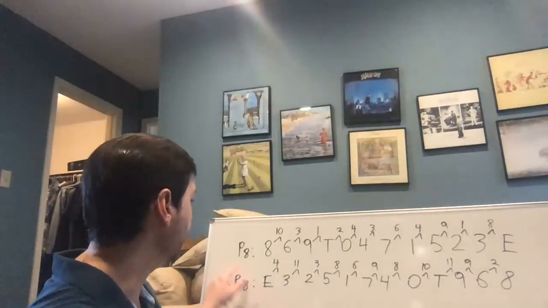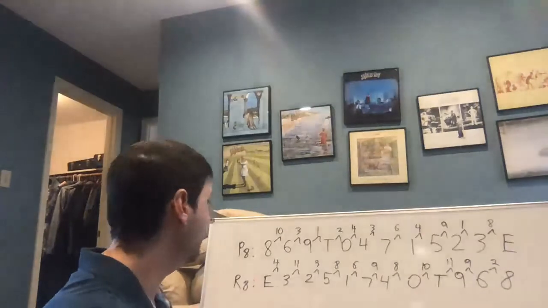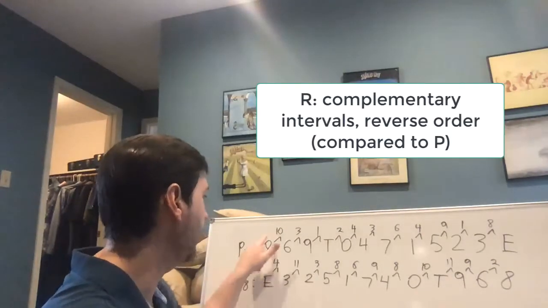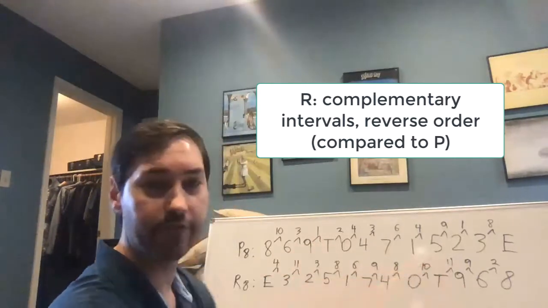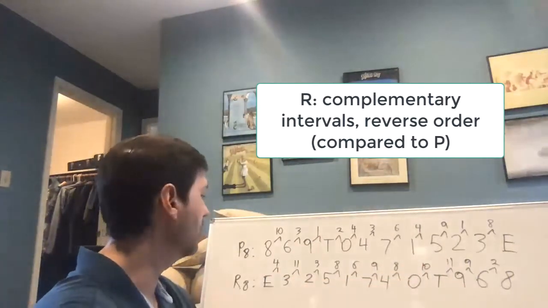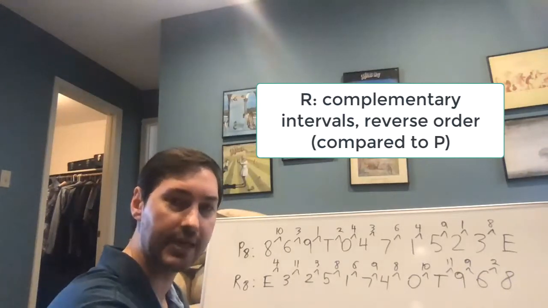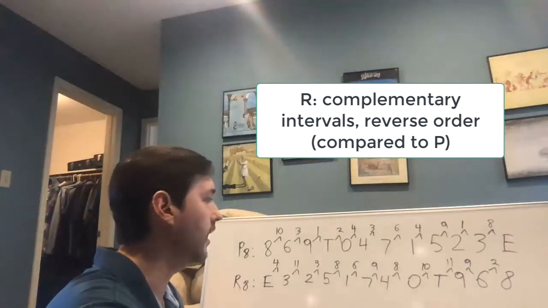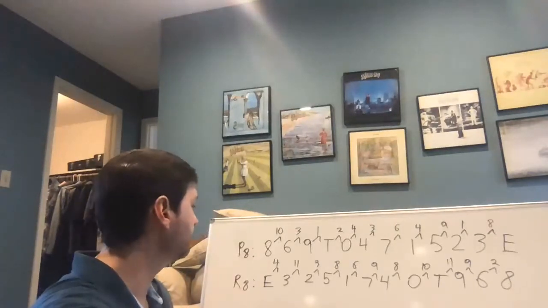Now you'll see that compared to P, retrograde is actually the most different. It has complementary intervals, but in a reverse order. So what I usually do is remember that retrograde is the most different from P, which might be kind of counterintuitive. So retrograde: complementary intervals in reverse order. Take a look at this now.